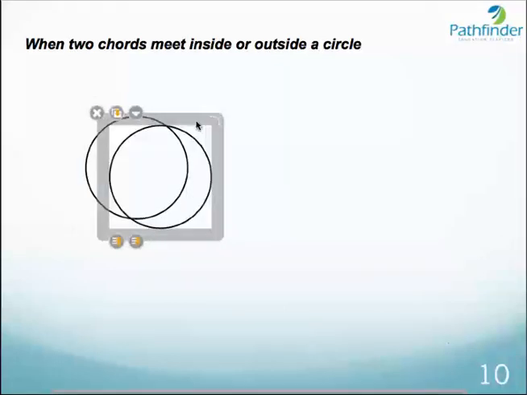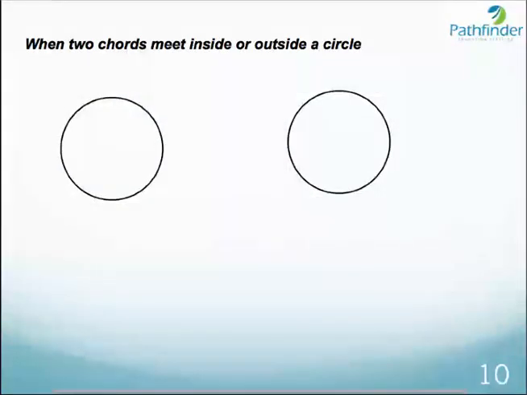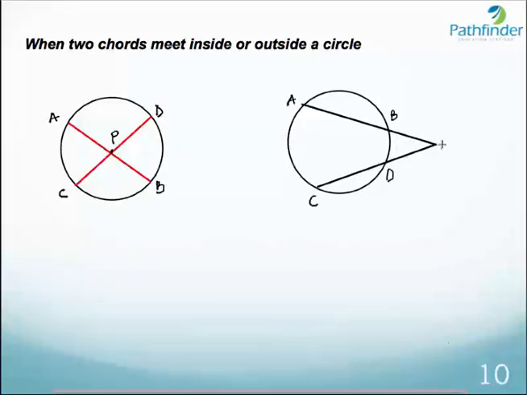So we have two circles and we have two chords AB and CD meet at point P. In the first figure, they are meeting internally inside the circle. In the second case, the two chords meet outside the circle. So we have PA into PB is equal to PC into PD.